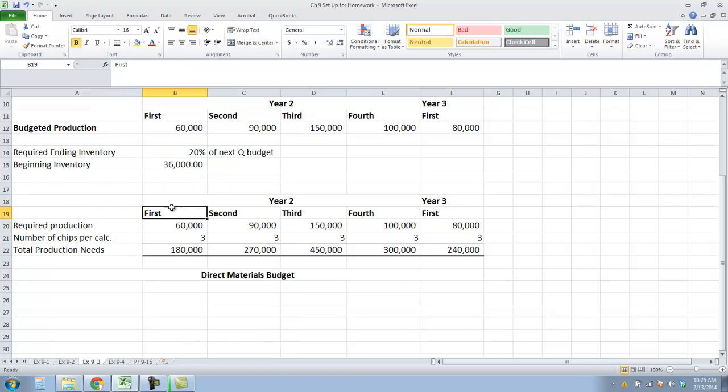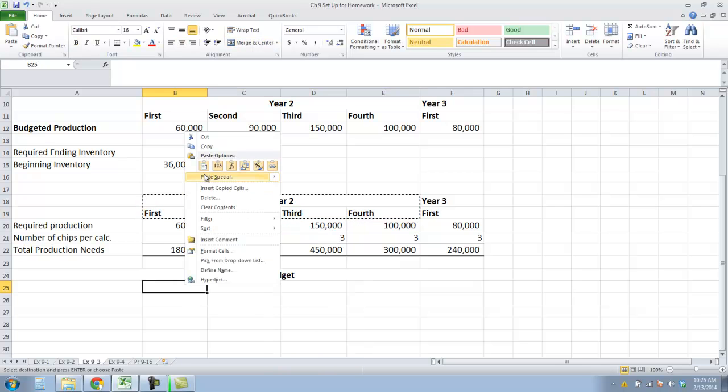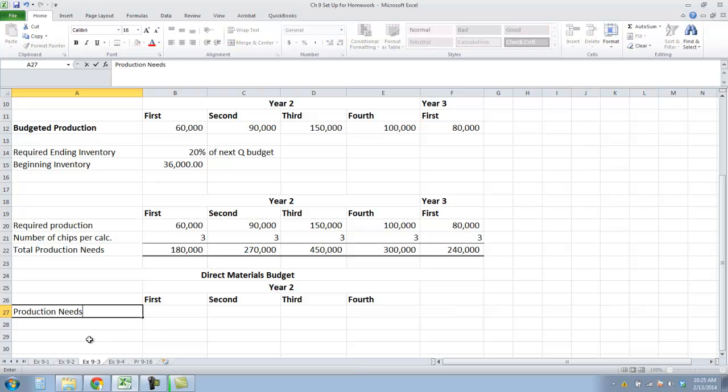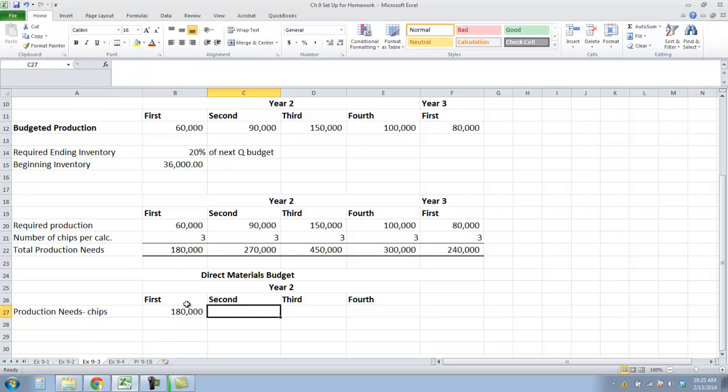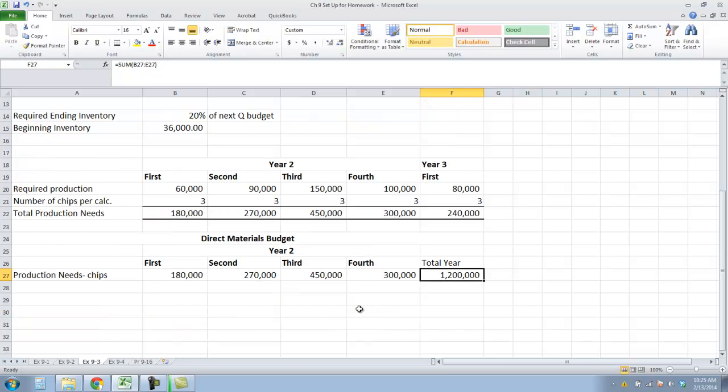Here's my direct materials budget for year 2. I'm going to copy my quarters here. Okay. Production needs for chips. This is the number we just calculated up here. And to calculate the total for the year, we're just going to add all of these up. So we need a total of 1,200,000 chips.